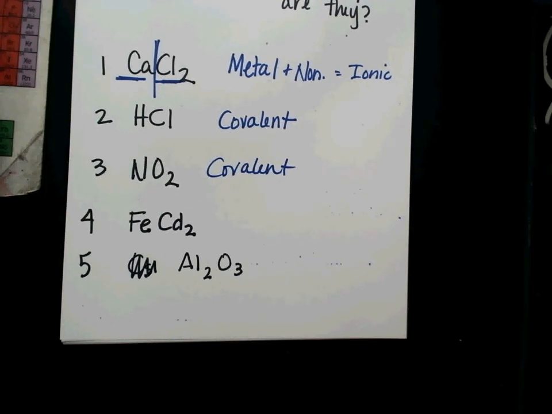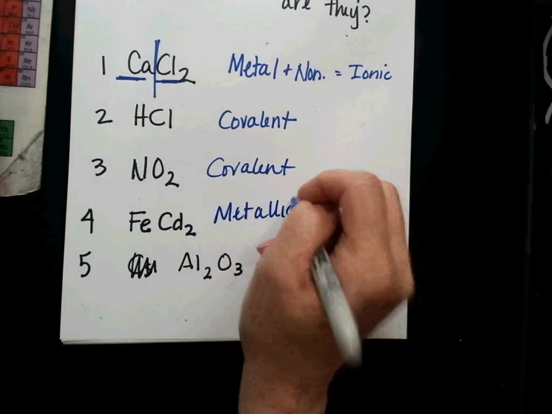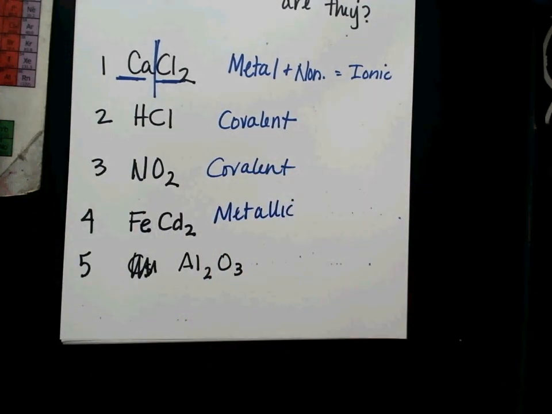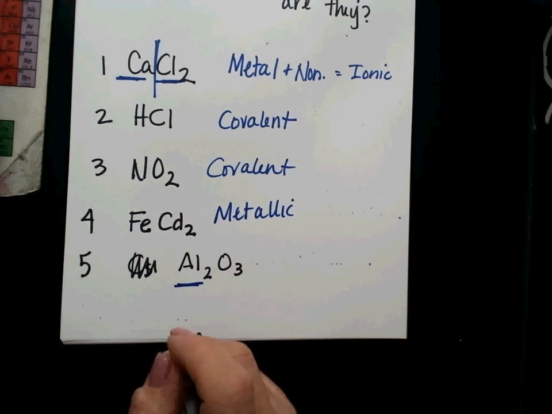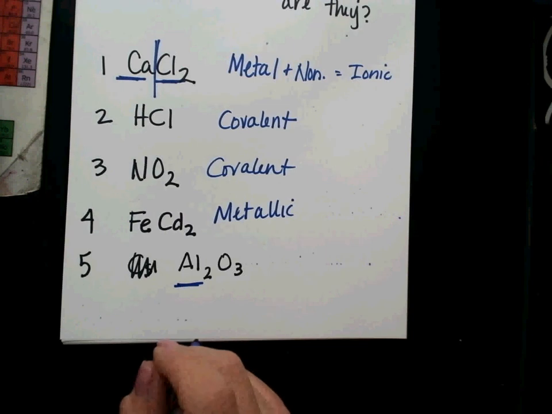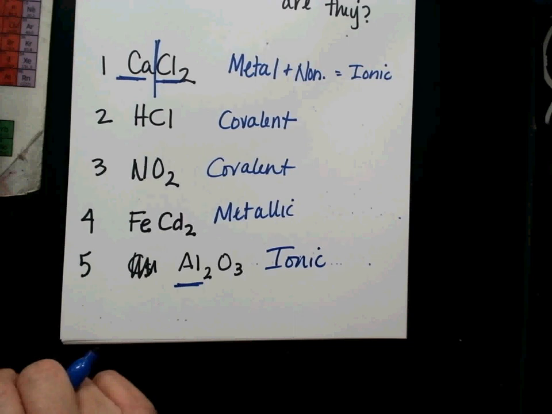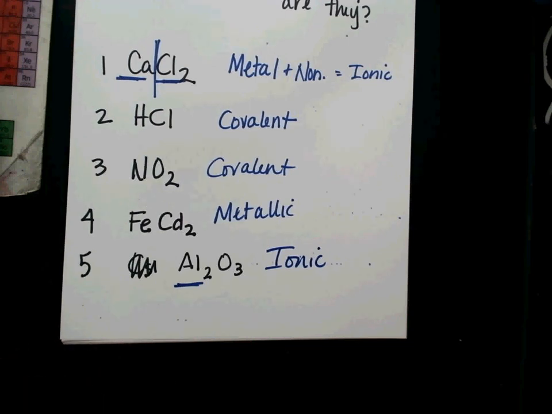What's the next one? What'd you write down, Ayla, for the next one? Is it metallic? What do you guys think? Yeah, good. This is metallic. What's the last one? Courtney, did you do the last one? What'd you get? She got covalent. What's aluminum? Metal or non-metal? Oh, it's a metal. That's right. So what's that make it? Good. Ionic. Are we good on how that works?